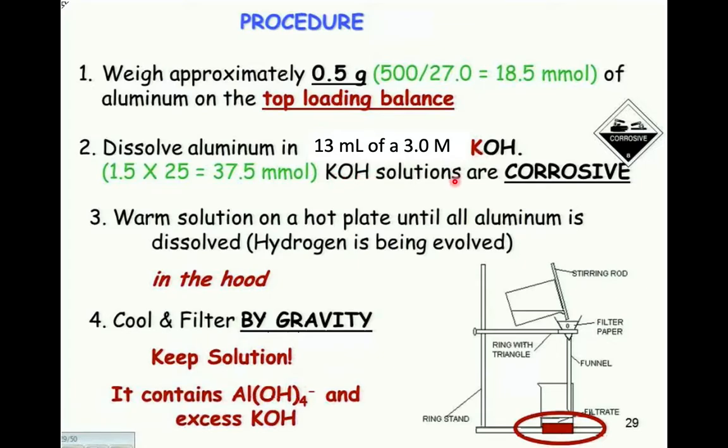Remember that potassium hydroxide solutions are corrosive. You don't want to get them on your skin or on your clothing. You're going to warm the solution on a hot plate until all aluminum is dissolved. And you want to do this in the hood. This is going to be kind of a weird process.